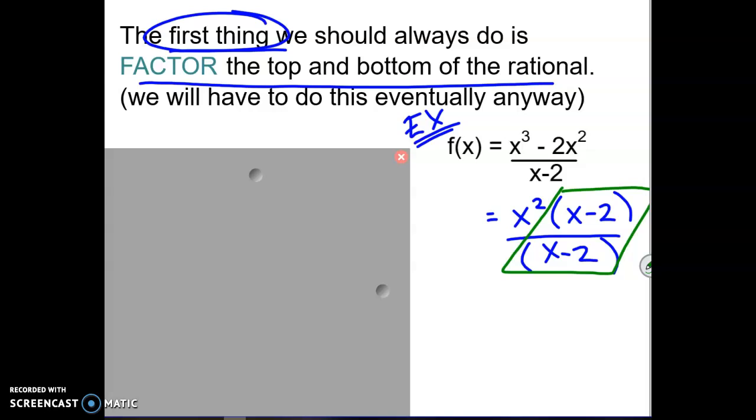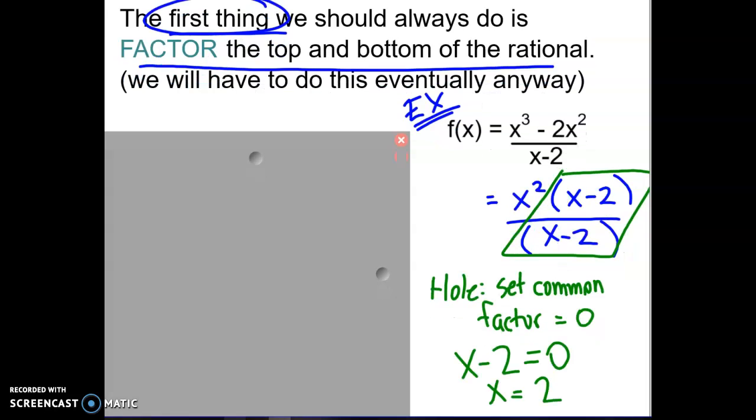But the hole is always located where that factor equals 0. So for the hole, we set the common factor equal to 0. So here I'll set x minus 2 equal to 0, which means there's going to be a hole at x equals 2. Now here's why a hole actually makes your graph easier.